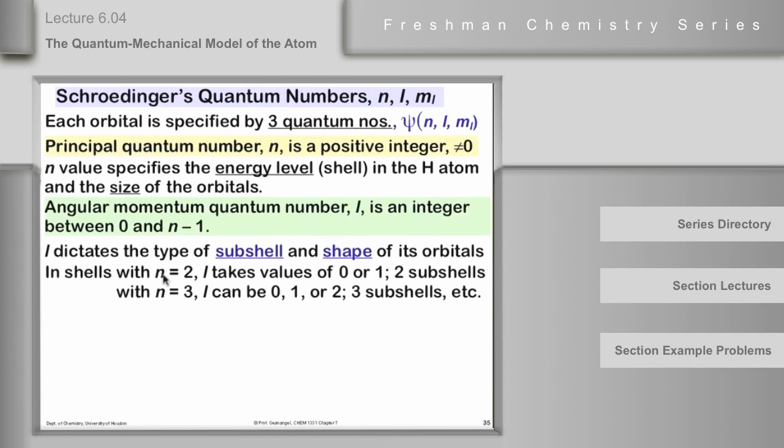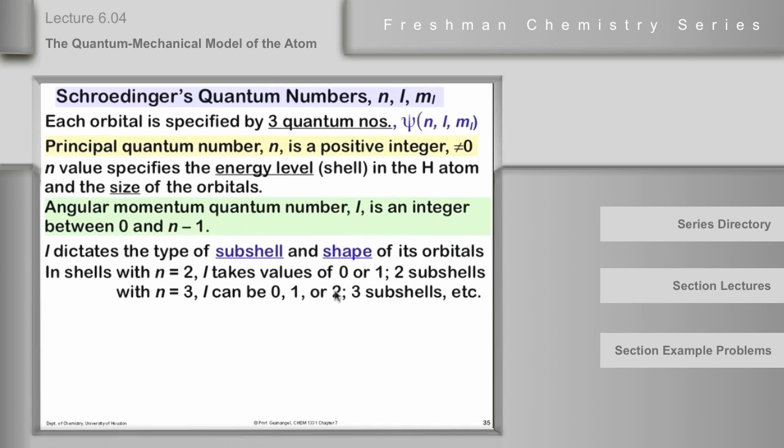If, for example, in a shell with n equal to 2, we apply this idea, l could have values of 0 or 1. It can't have 2 because the maximum value it can have is n minus 1, and if n is 2, 0 and 1 are the only allowed values. It cannot be negative. Neither can n. If n were 3, if we were talking about shell number 3 in the hydrogen atom, l could then be 0, 1, or 2.